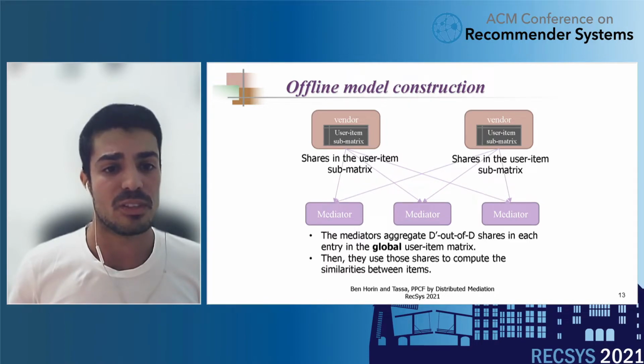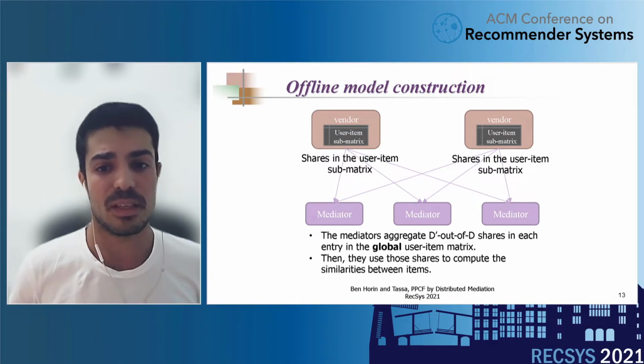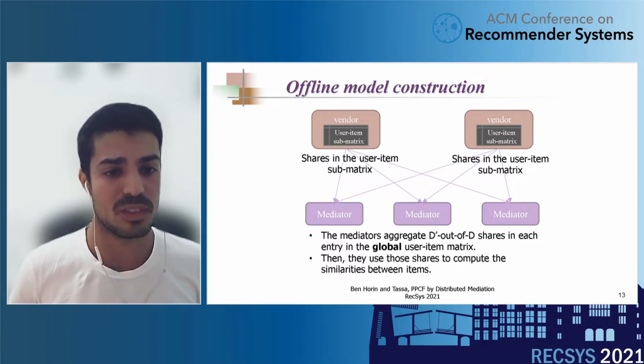The goal of the offline phase is to deliver to the mediators the user item data in a protected manner, and to compute the matrix of similarity scores between items. In the first step, each vendor shares every entry in his submatrix with the D mediators in a D' out of D secret sharing scheme. Then, the mediators accumulate those shares so that at the end, each one of them has D' out of D shares of each entry in the global user item rating matrix. Subsequently, they engage in a secure protocol to compute the similarity scores for each pair of items from the shares that they had just received.